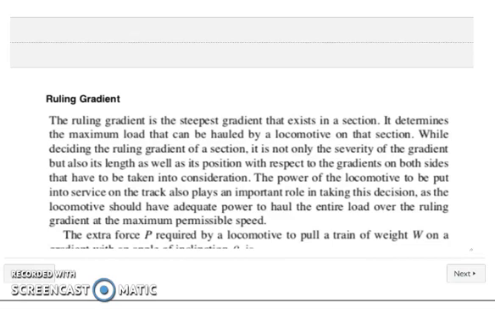While deciding the ruling gradient of a section, it is not only the severity of the gradient but also the length, as well as its position with respect to the gradient on both sides, that have to be taken into consideration. You have to take note that the ruling gradient is the steepest gradient, which means it rises and falls sharply. It can be a rising or falling sharp gradient. Since that is the steepest gradient, it is nearly perpendicular in position.